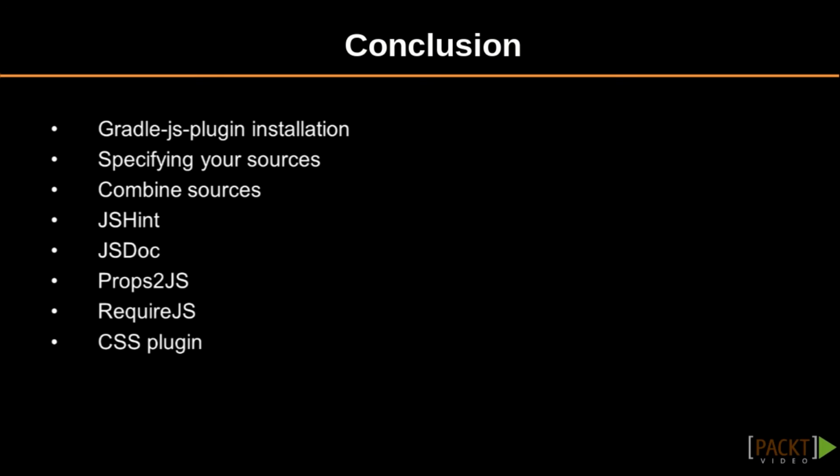In this section, we took a good look at the Gradle JS plugin. This plugin gives us powerful support to be able to leverage JavaScript code in our applications. The support really leverages the strengths of Gradle to pull files in from many diverse locations and can afford us the opportunity to build differently based upon the needs we have for our different environments, like dev, QA, and production. We also lightly touched on the functionality in the Gradle CSS plugin. So to recap, we've talked about the Gradle JS plugin installation, how to specify your sources, combining your sources. We talked about JSHint and JSDoc. We also looked at Props to JS, require.js, and briefly covered the CSS plugin.